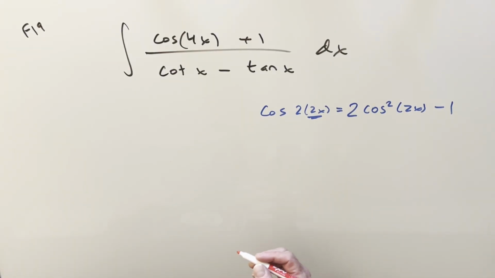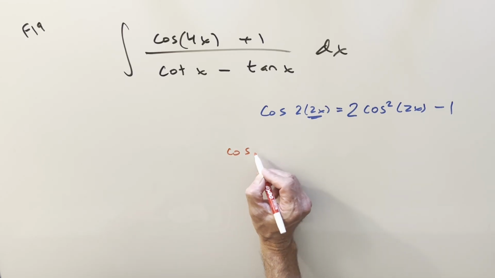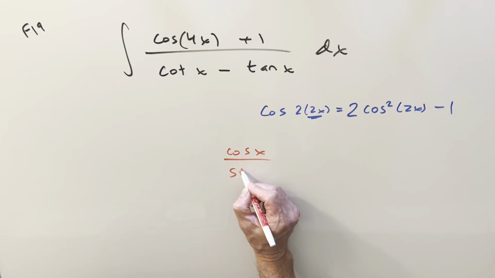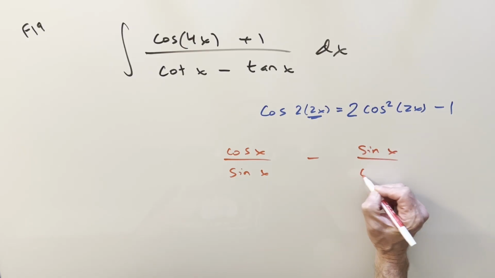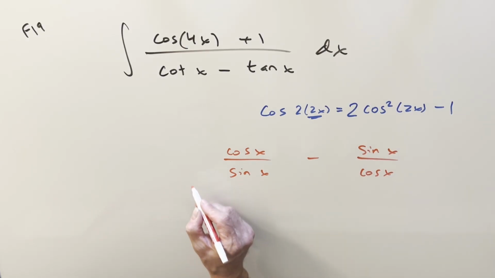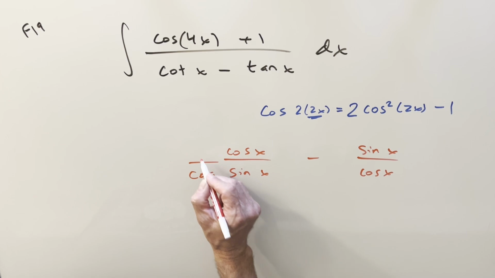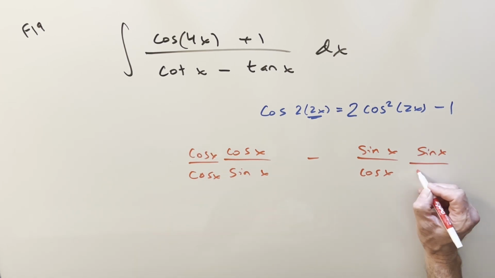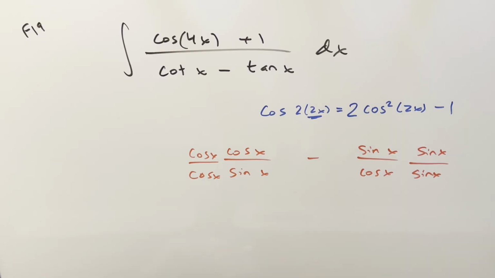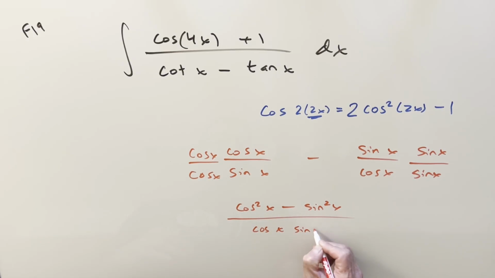I'm going to write it in terms of cosines and sines. For cotangent, we have cosine over sine. For tangent, it's sine over cosine. Get a common denominator, multiplying by 1 like this, and doing the same kind of thing over here. When you put this together, we end up with cosine squared x minus sine squared x over cosine x sine x.